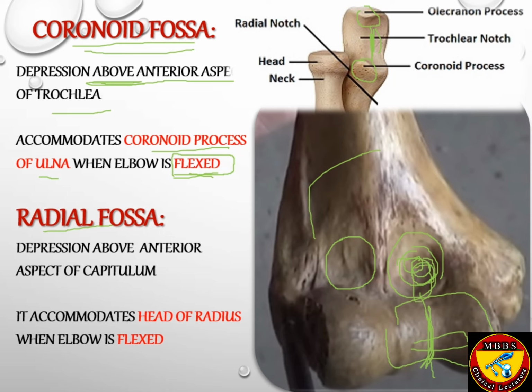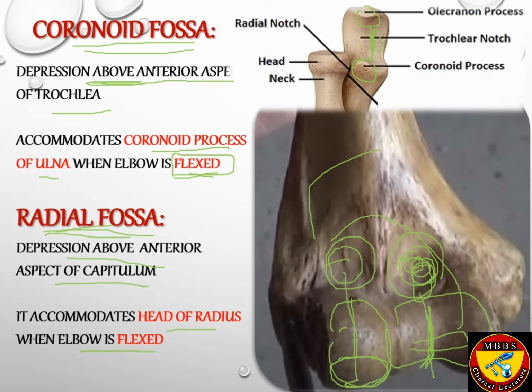coronoid fossa. Now the radial fossa, a depression above the anterior aspect of the capitulum. Now this is the capitulum, this is the anterior aspect. Just above the capitulum there is a fossa or depression that is called the radial fossa. It accommodates the head of the radius when the elbow is flexed. When extended, the head of the radius normally reaches up till here, but when flexed, it comes forward and fits within the radial fossa. This is the head of the radius in the picture above.